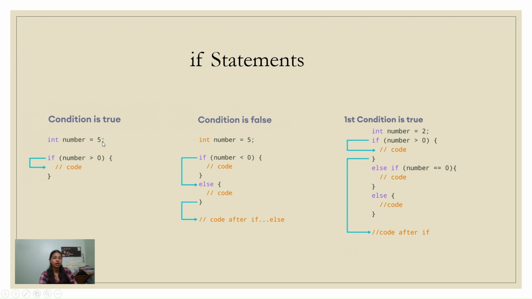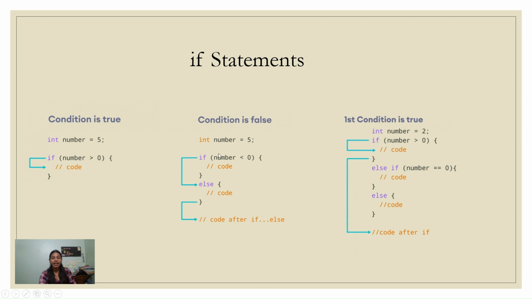As you can see here, the number is storing 5 and the condition says if the number is greater than 0, then the code is going to execute. As you can see, 5 is greater than 0. Now this is going to be executed. And after the completion of this block, it is going to come out of this block and execute the other code that is outside of this statement.